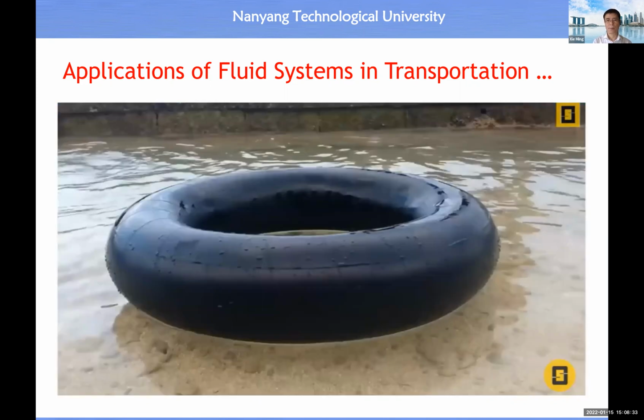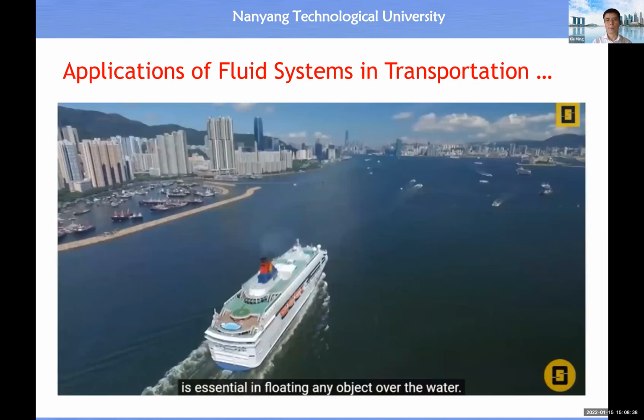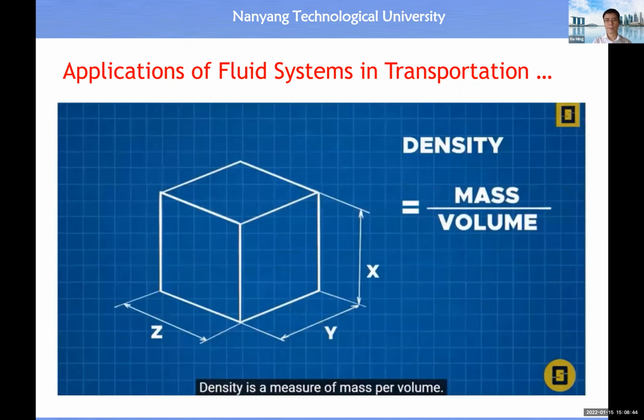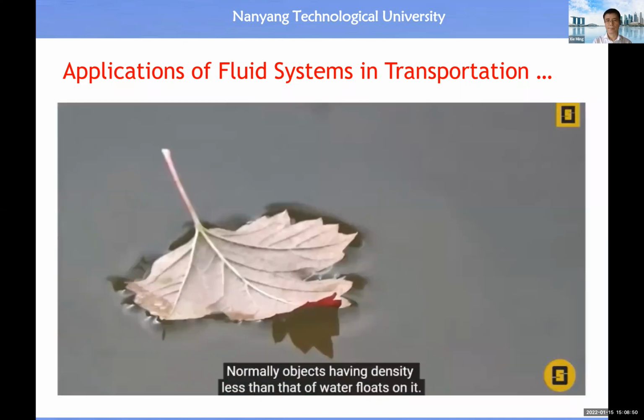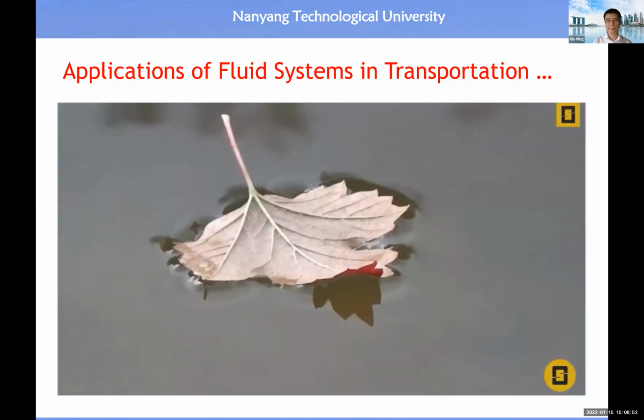You might have studied density in school physics. Density is a measure of mass per volume. Pure water has a density of 1,000 kilograms per cubic meter. Normally, objects having density less than that of water float on it. As materials like oil, wood, plastic, etc. are less dense than water, they easily float over water.